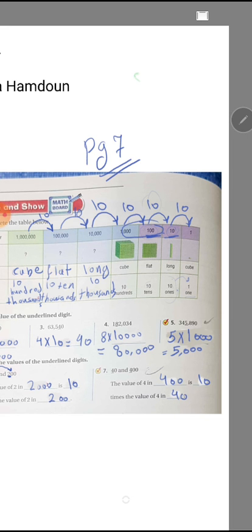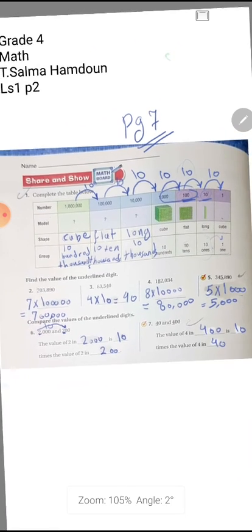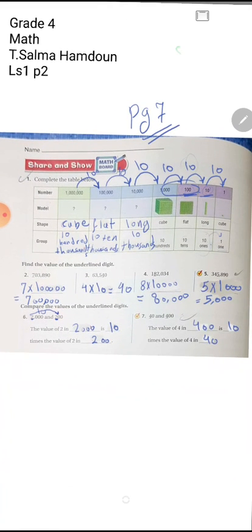Okay, so this is our lesson today. I hope that you understand it very well, the relationship between digits, and thank you.